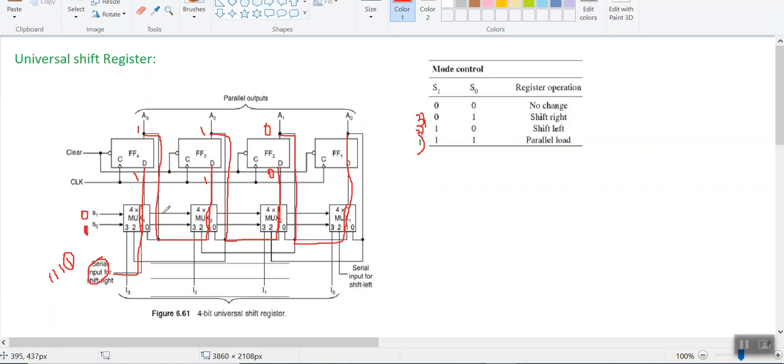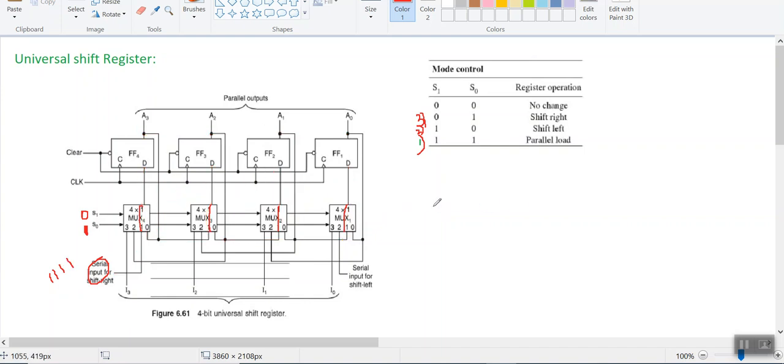Therefore here you can observe that my multiplexer output is connected to the flip flop, then to the next flip flop, and then to the next flip flop. So here you can observe that the shift right operation is going on. So when the 0 1 condition exists, it means shift right is going on. And finally the fourth condition is the 0 0 consideration.